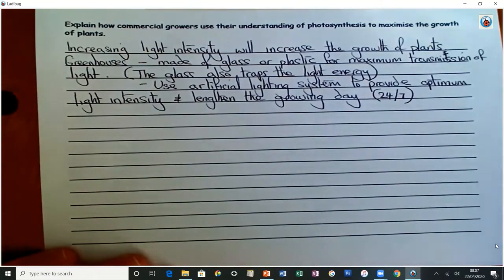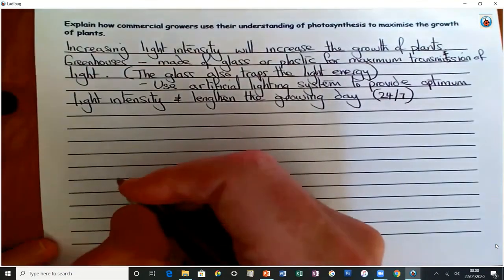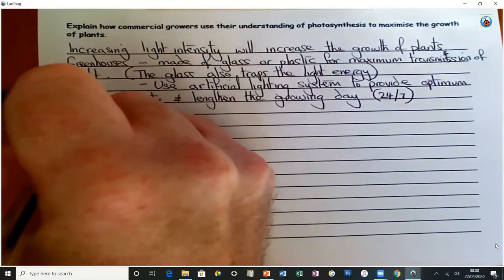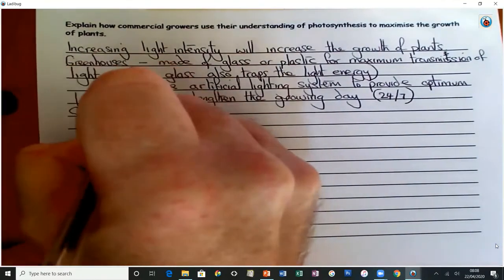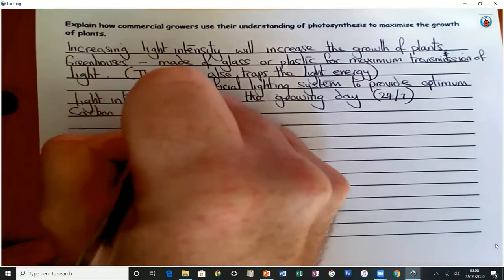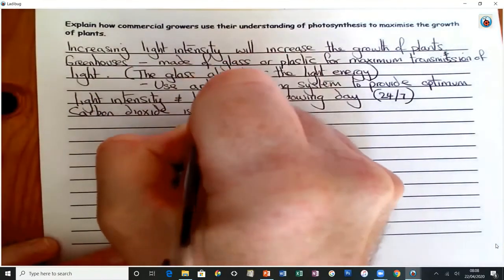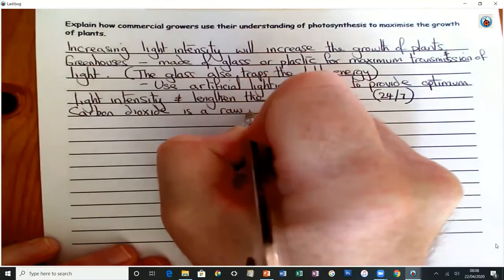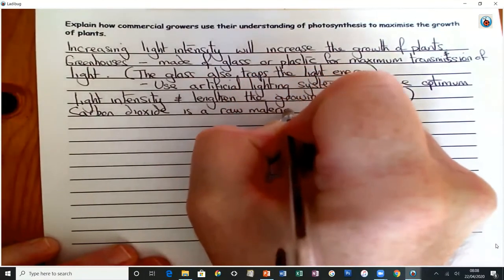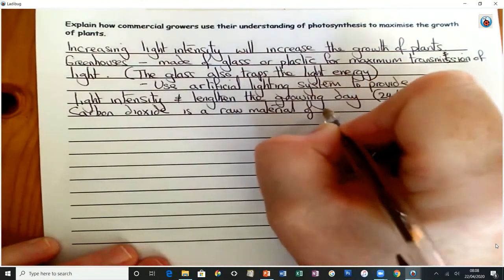Let's now look at carbon dioxide. As you know, carbon dioxide is a raw material of photosynthesis. Increasing the concentration of carbon dioxide will increase the growth of the plants up to a point. Let's make a note of that. So, carbon dioxide is a raw material of photosynthesis.